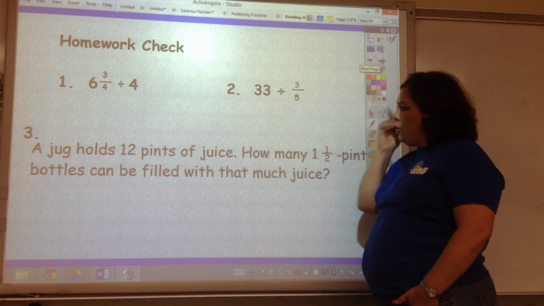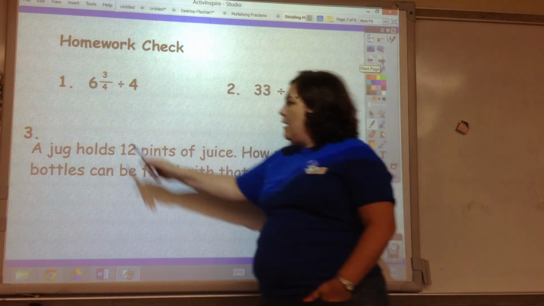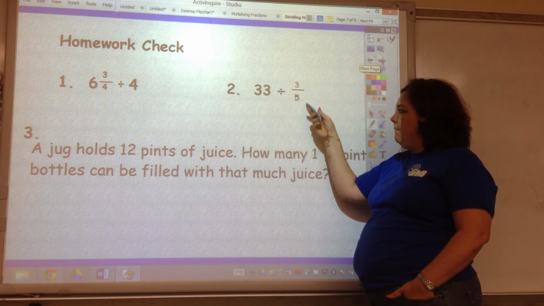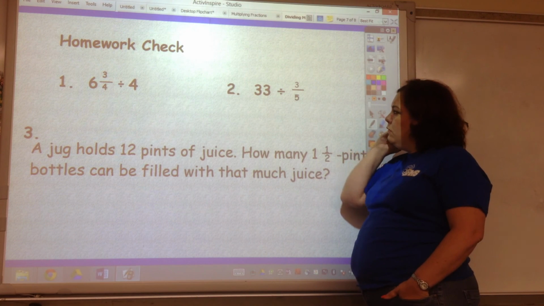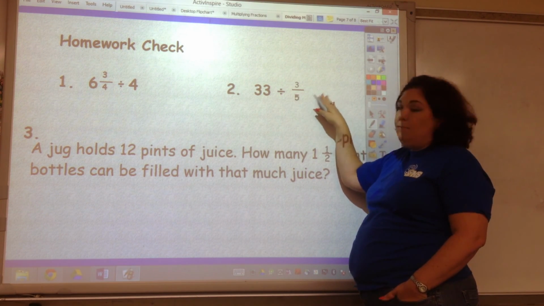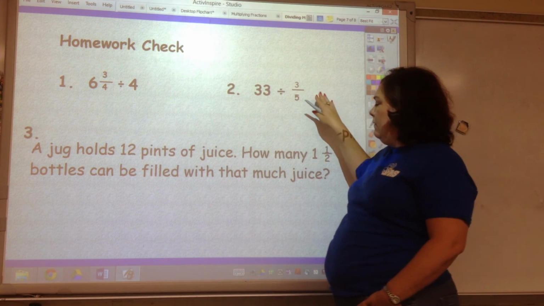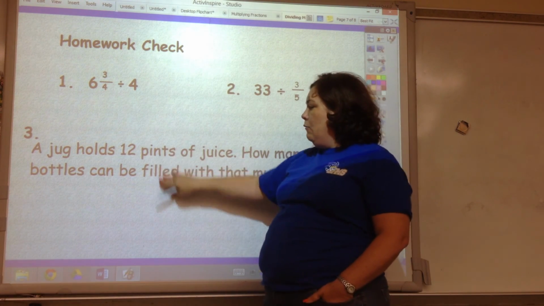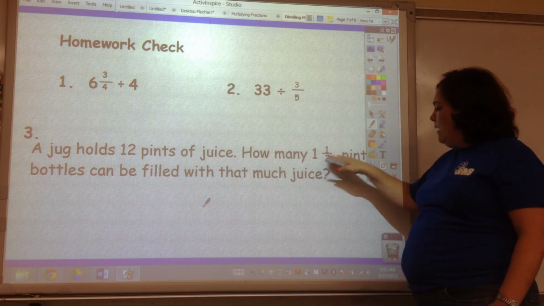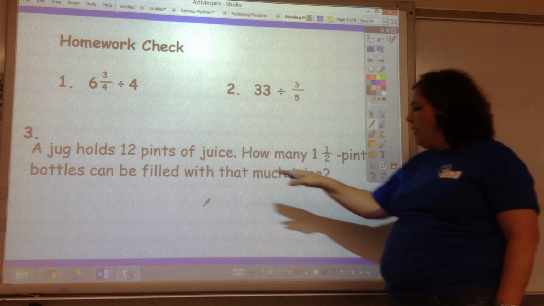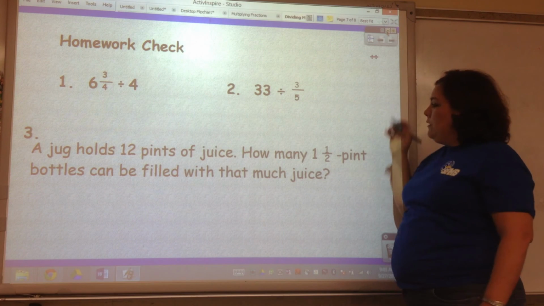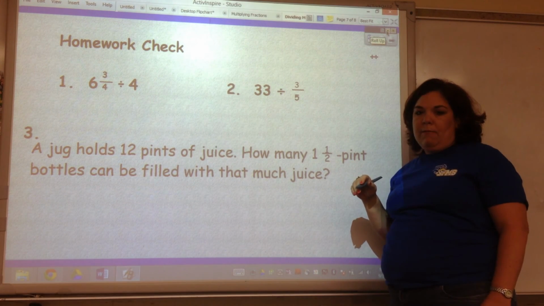So here's your homework check. It's a mixed number divided by a whole number divided by a fraction, which we didn't look at. This number is actually going to be bigger, like we did with the divide by a third. And then a word problem. A jug holds 12 pints of juice. That's the total amount. How many 1 1/2 pint bottles can be filled with that much juice? I'm going to leave you to look at these and solve them and put them on your homework check.